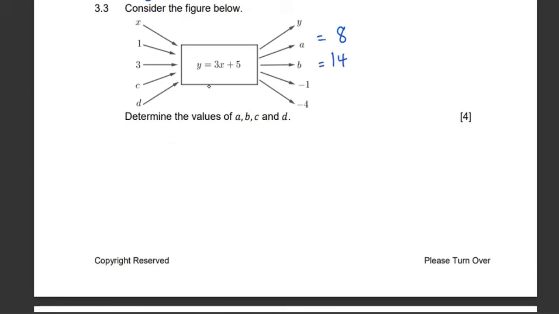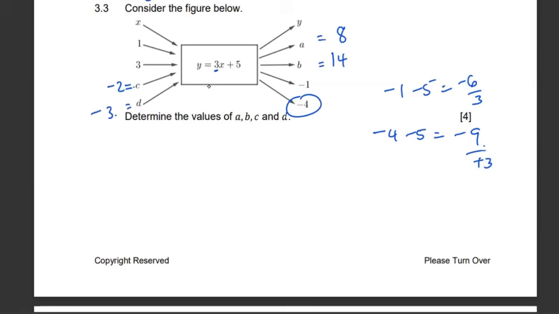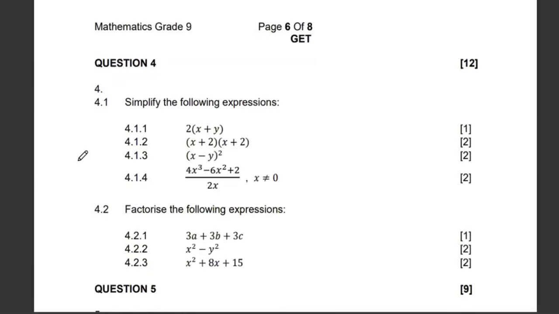For us to get C, use the inverse. So it's going to be -1 minus 5, which is -6. And then divide by 3, which becomes -2. And then -4 minus 5 gives us -9. Divide by 3, which becomes -3. Okay, so that is how question 3 would have been answered.